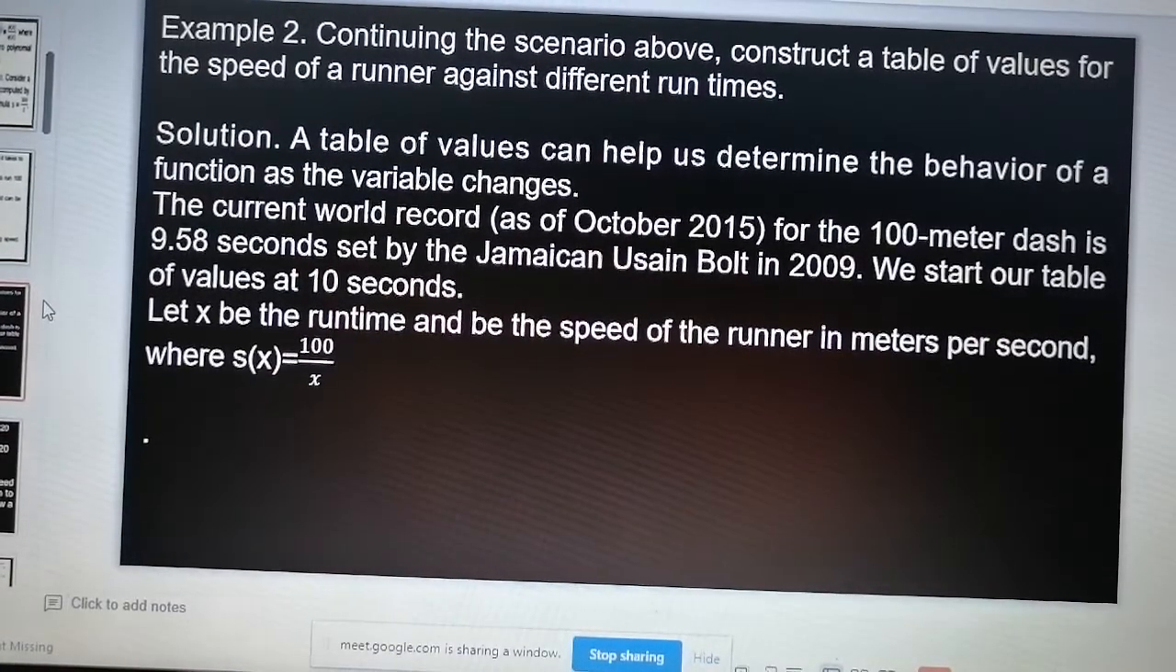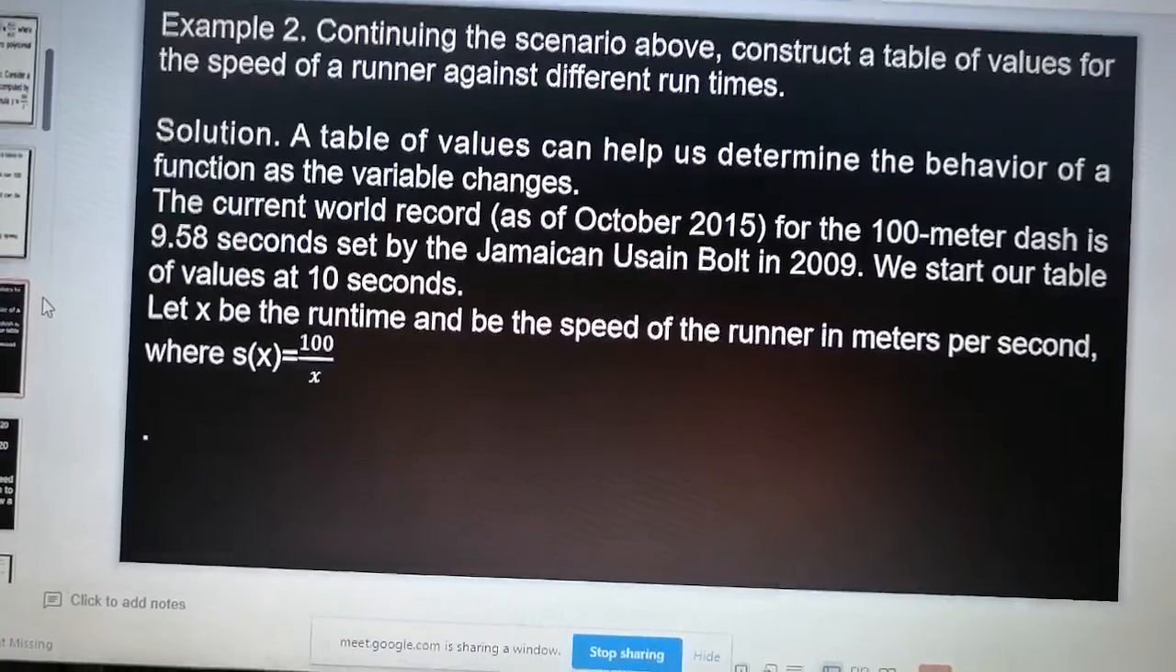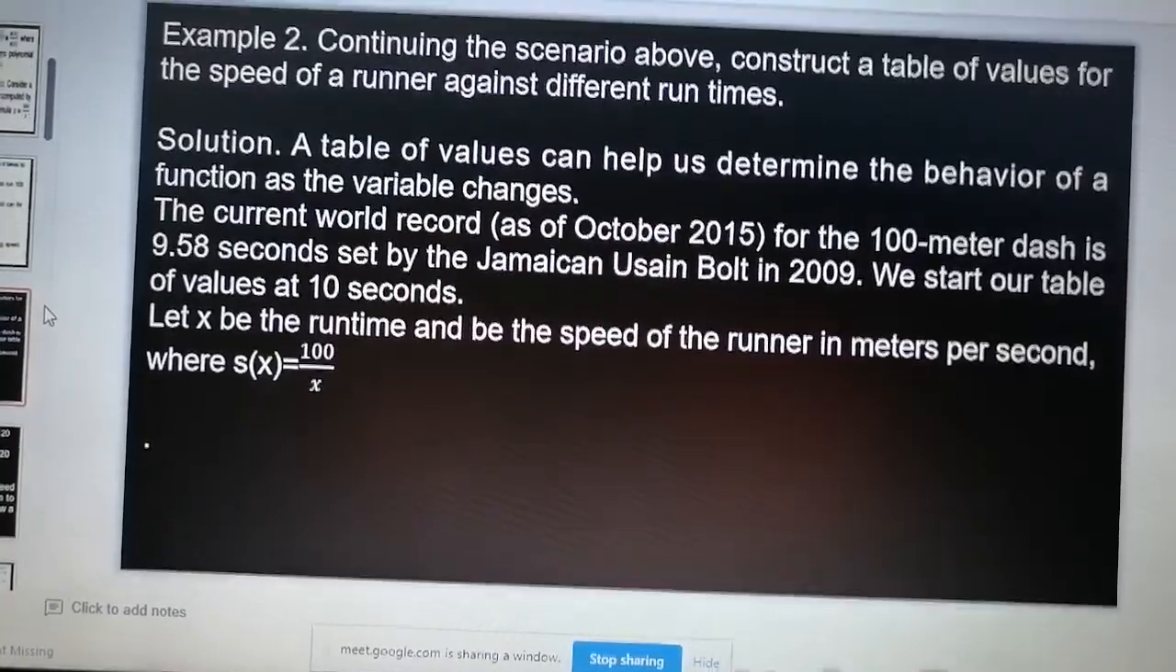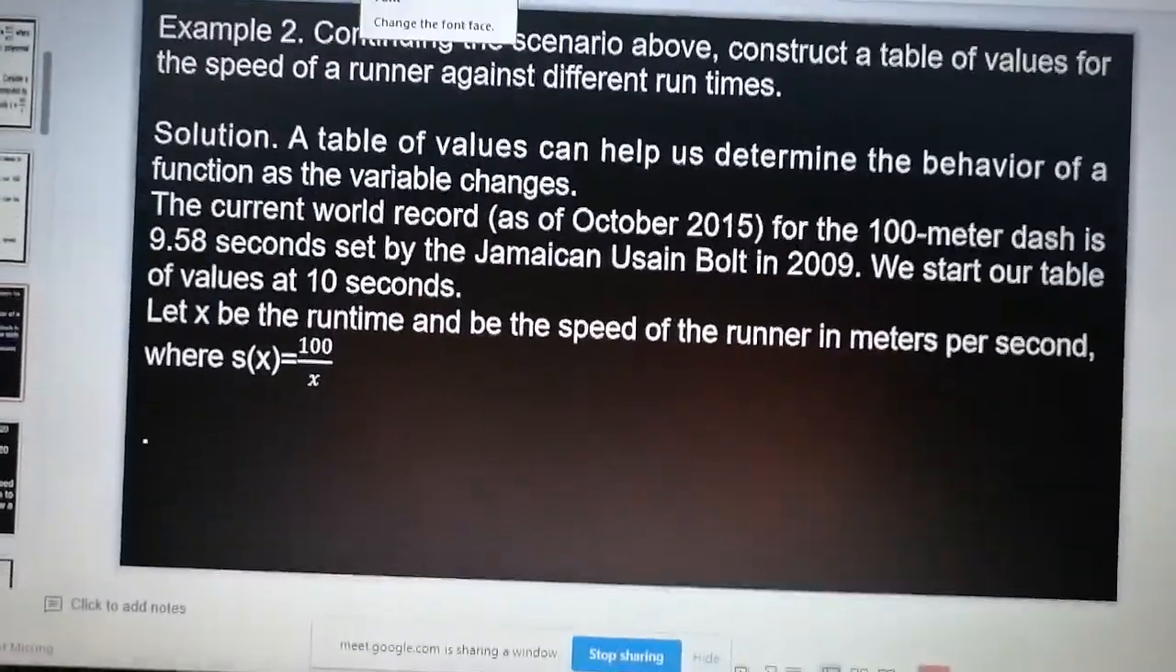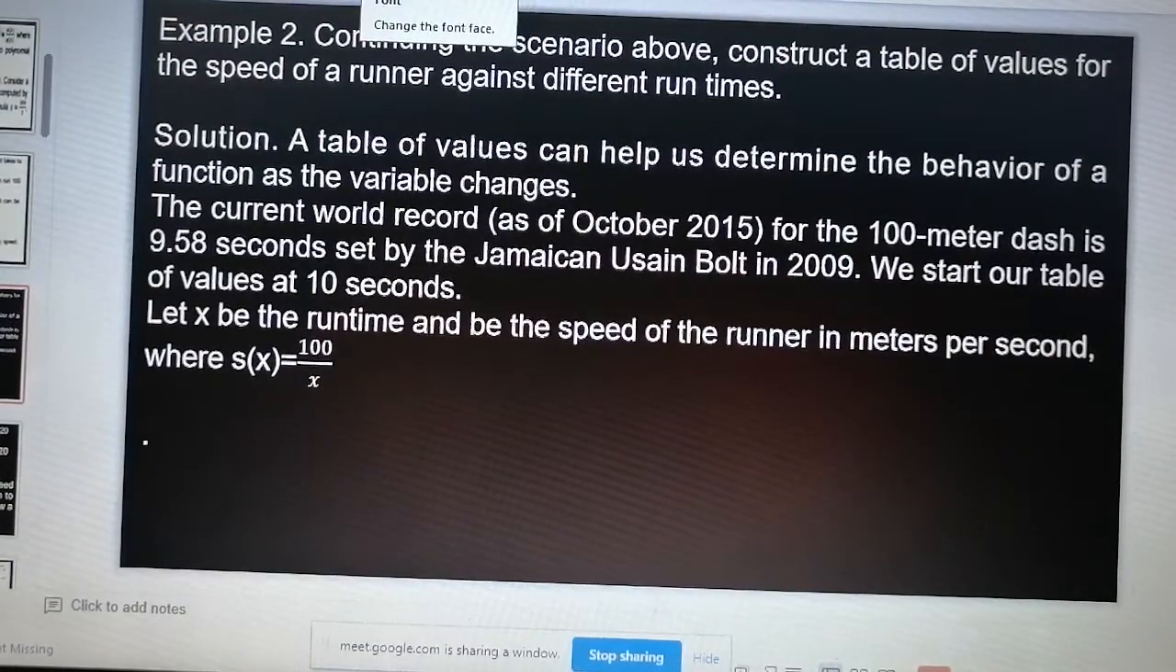Okay, wait lang anak, saglit. Tulog ikaw? Nawawa naman ang baby ko.